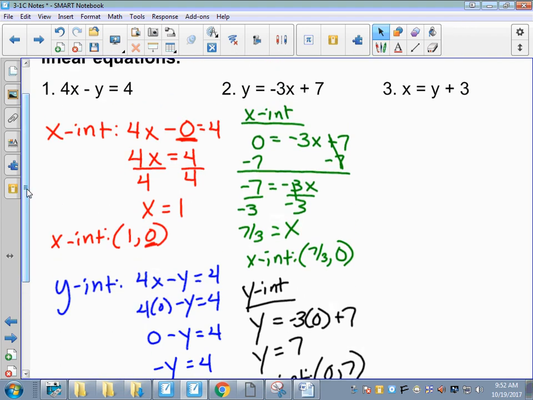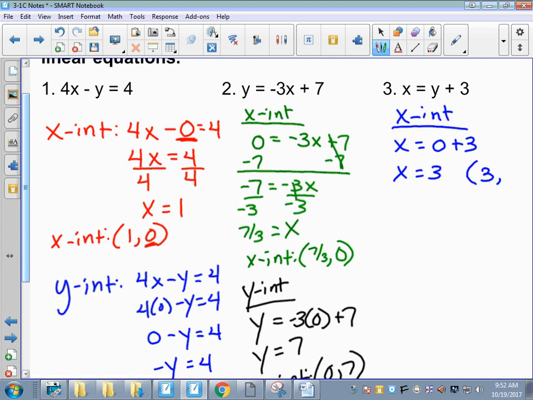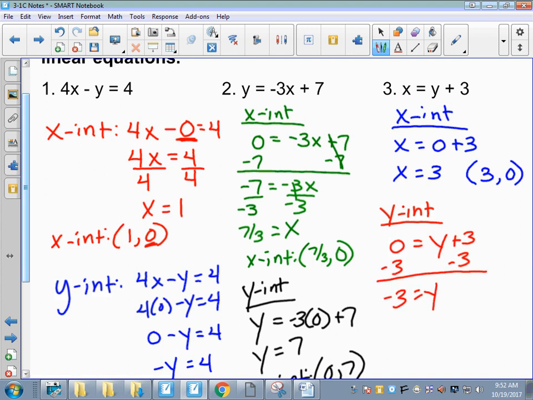And the last one, x is equal to y plus 3. Doesn't matter what order these things are in. All of them are lines, so they cross the x and y axis. So for my x-intercept, I'm just going to plug 0 in for y. 0 plus 3 is 3, so that was easy. So my x-intercept is 3, 0. For my y-intercept, I'm going to plug 0 in for x, and I get 0 equals y plus 3. To solve for y, I would subtract 3 from both sides, and I get y is equal to -3. So my y-intercept is 0, -3.